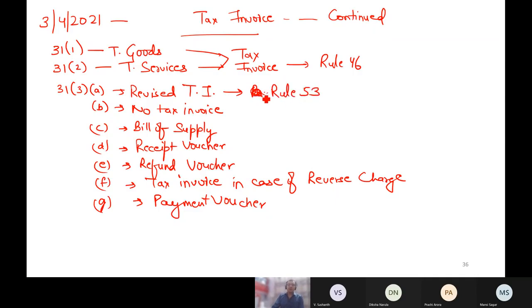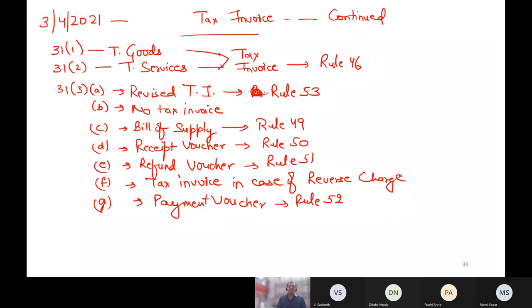Particulars also we have covered. Now I am telling you the rule number. You are not supposed to learn these numbers for undergraduate level, but you must know in reality what we have covered. Bill of supply was rule 49. Receipt voucher was rule 50. Refund voucher was rule 51 and payment voucher was rule 52. This is what we have discussed till today as far as the topic tax invoice is concerned.